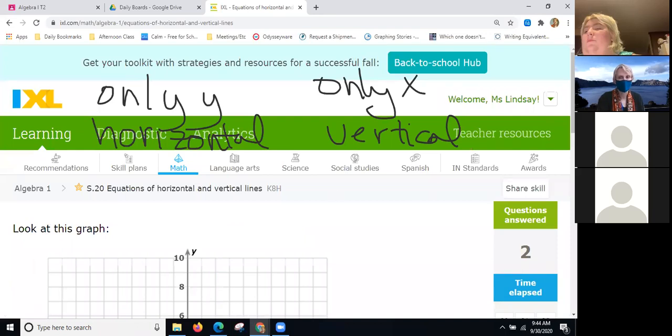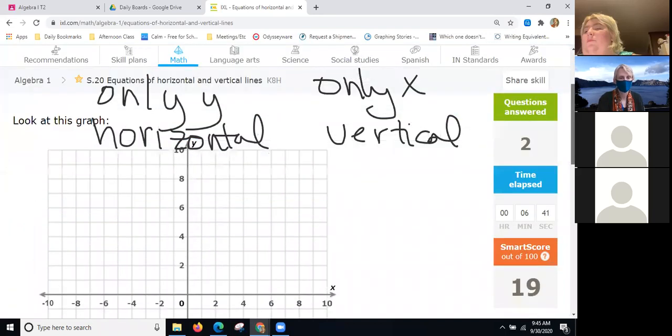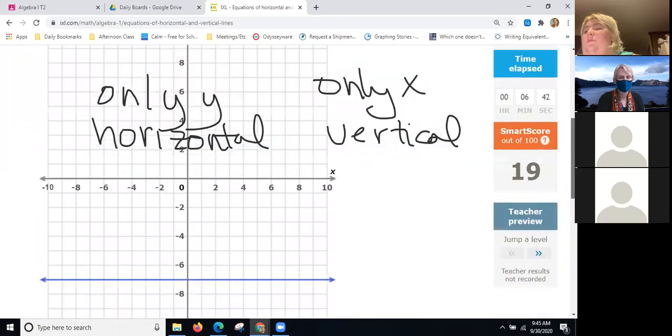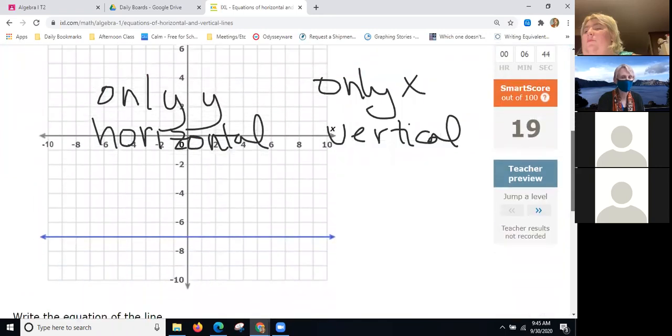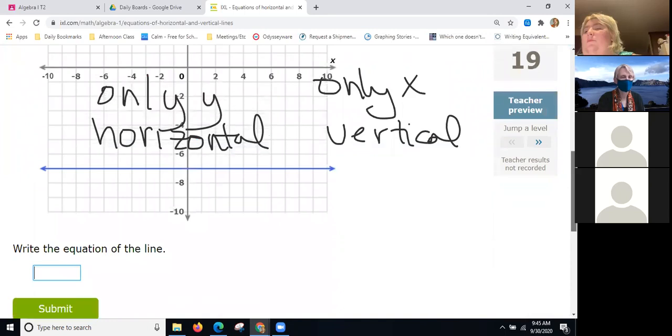This time I see the graph somewhere, and it is a horizontal line, so it has only a y. So I say y is equal, and then it's going through negative 7.